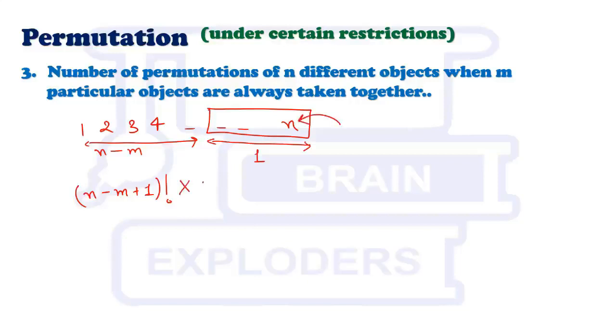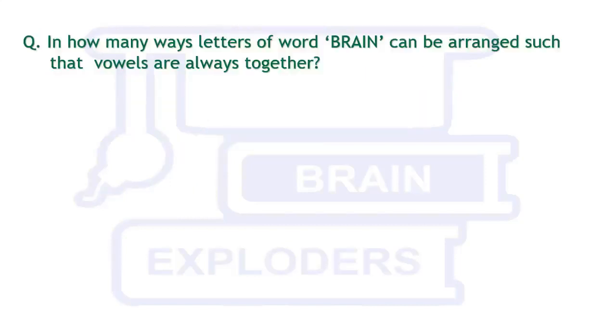It is m factorial. Why? Because there are m elements in the box. Now let's take an example for this restriction. In how many ways can the letters of the word BRAIN be arranged such that vowels are always together? So B, R, A, I, N, here A and I are the vowels. So let's treat them as one unit. Now in total there are 4 elements, so arrangements are 4 factorial. Now multiply it by the number of arrangements within the box. It is 2 factorial.